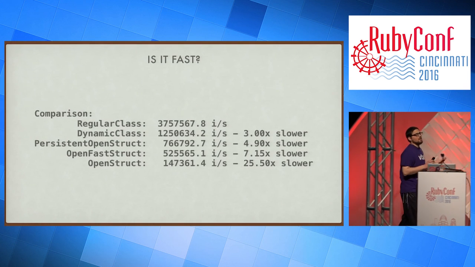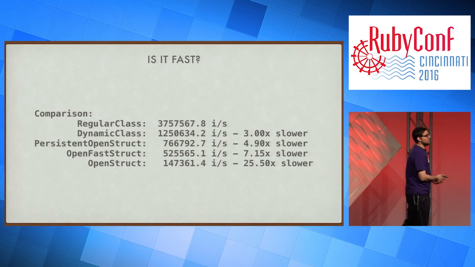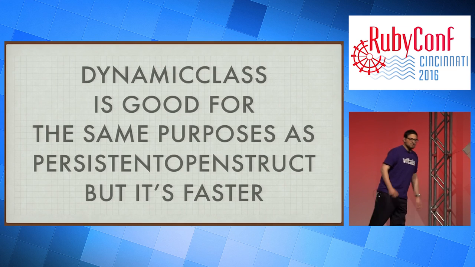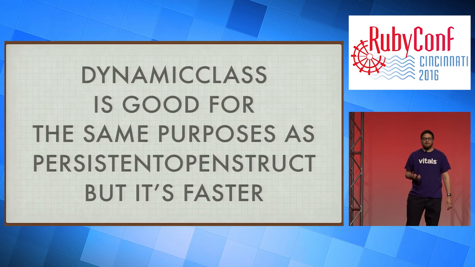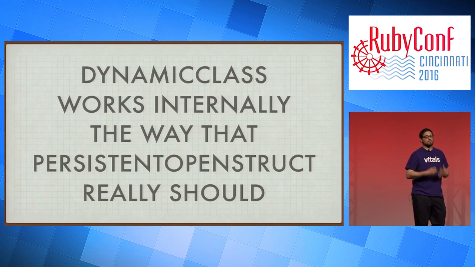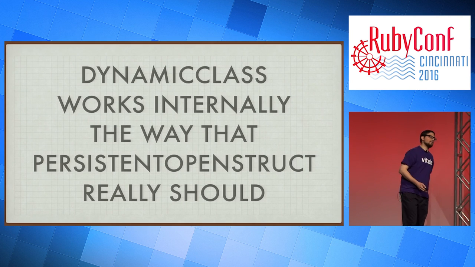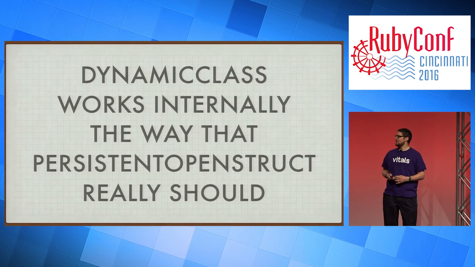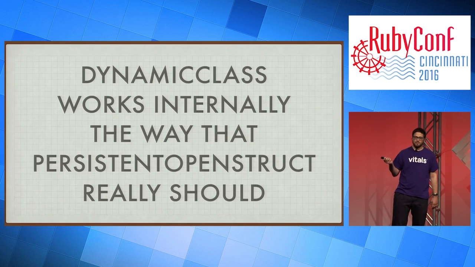But it's close enough at this point, I think, that you can justify using it in your production apps unless they're really, really performance sensitive. It's good for the same purposes as persistent OpenStruct, but it's faster. And to me, what's really important is that it works the way that persistent OpenStruct really always should have. When I wrote persistent OpenStruct, I was very, very focused on the OpenStruct way of doing things. And when I freed myself of that restriction, I realized that there was just a better way to do this and basically keep the API, but have a different underlying way of how it works.